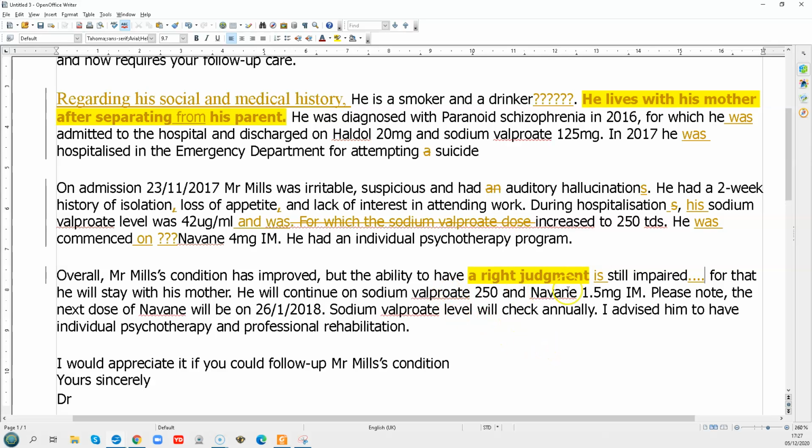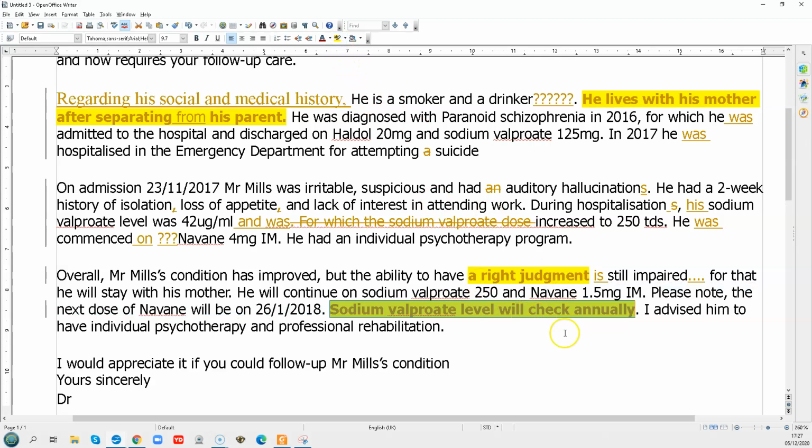He will continue on blah, blah, blah, blah, blah. Please note the next deal. So what, the sodium level will check itself? Can't you use passive? Will check itself annually? What you mean, it should be checked annually? So that makes no sense. I'm not sure what you mean by that. That's not clear. I advised him to have individual psychotherapy professional read. Well, did you advise him or did you prescribe it? So this doesn't really say anything.